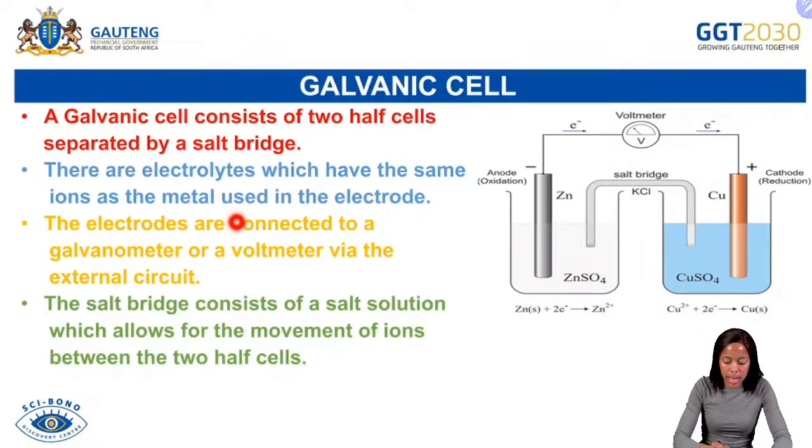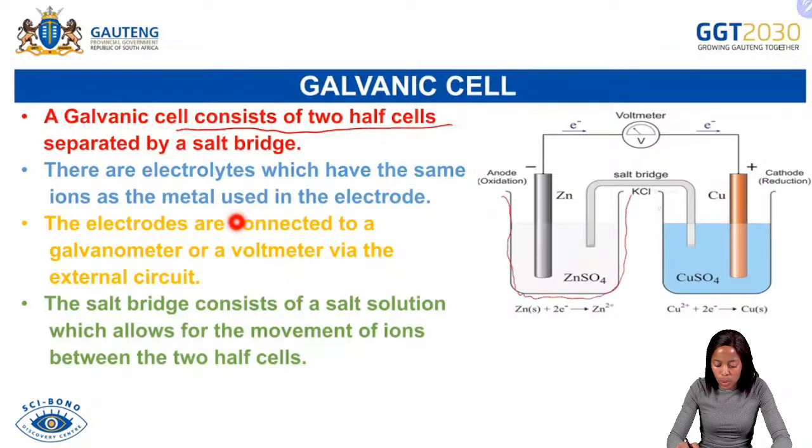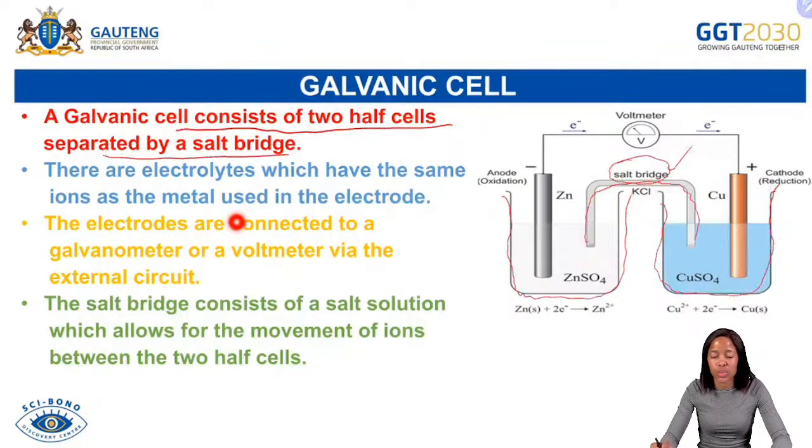Okay, now this is explaining the galvanic cell. So it says a galvanic cell consists of two half cells, okay? So we have two half cells that are going to be in the two beakers there. And these two half cells are separated by, remember we've been speaking about the salt bridge. So this would represent your salt bridge there. These two half cells are separated by a salt bridge.